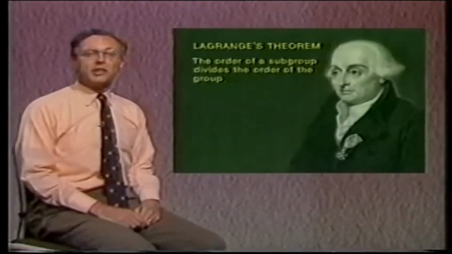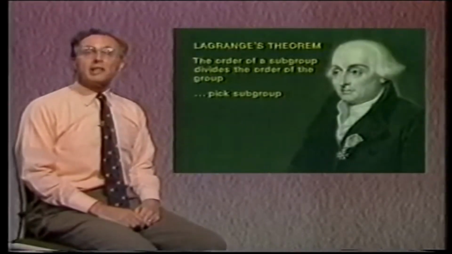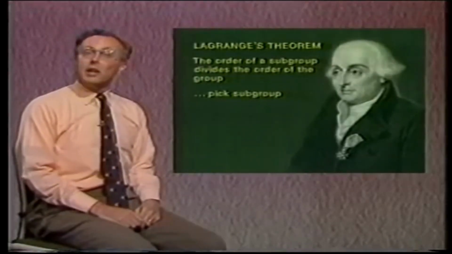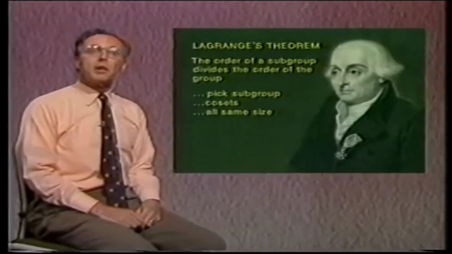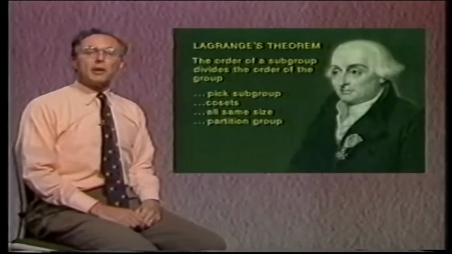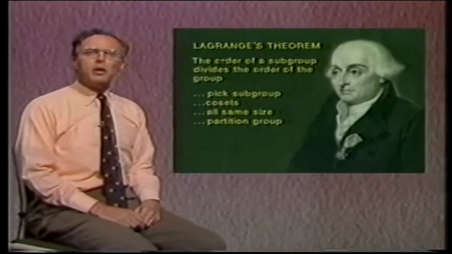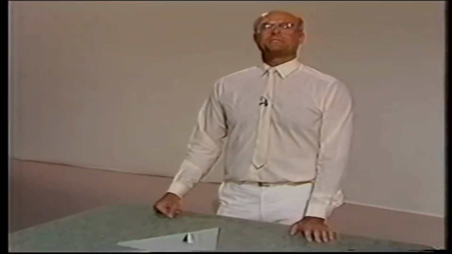The basic strategy is, first pick a subgroup, then compute some subsets of the group called cosets. These cosets all have the same size as the subgroup, and they partition the group in a way that makes Lagrange's theorem an obvious consequence. So just what is a coset? To answer that question, I'm going to build a new model of a group.